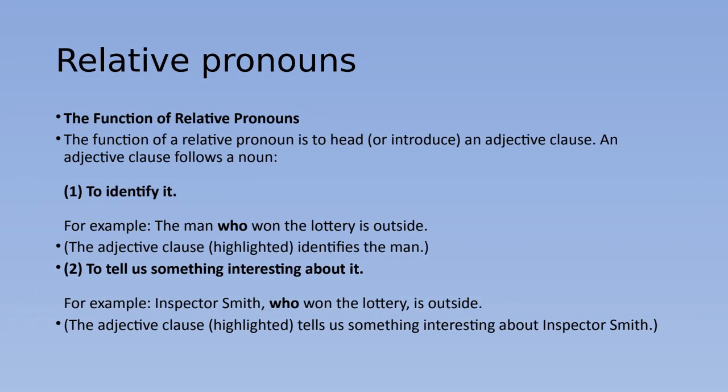Okay, the function of the relative pronoun. So the function of a relative pronoun is to head or introduce an adjective clause. An adjective clause follows the noun to identify it. So the man who won the lottery is outside. The adjective clause highlighted identifies the man, to tell us something interesting about him. So if you use the relative pronoun there, who, that refers back to the man. So for example, Inspector Smith, who won the lottery, is outside. So the adjective clause tells us something interesting about Inspector Smith.